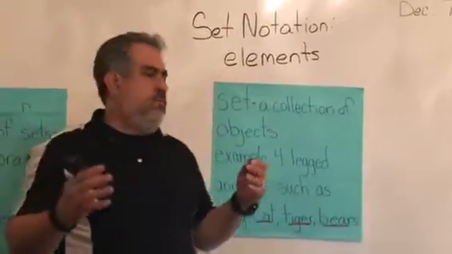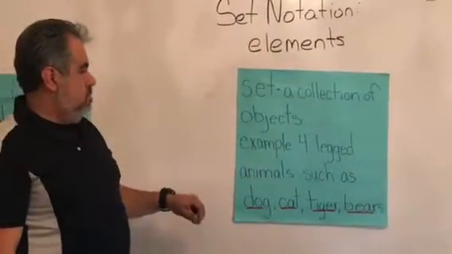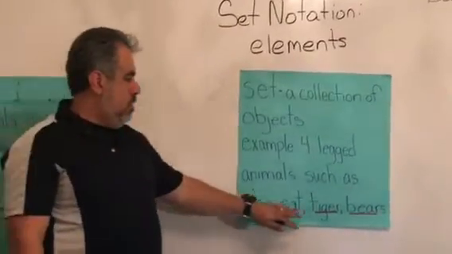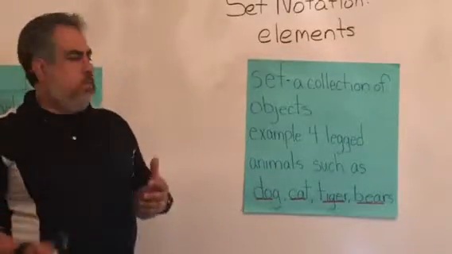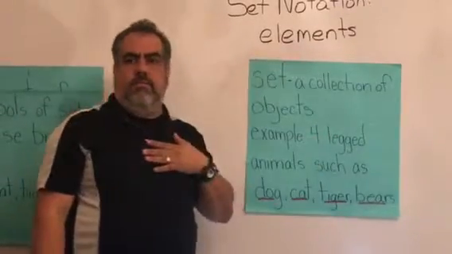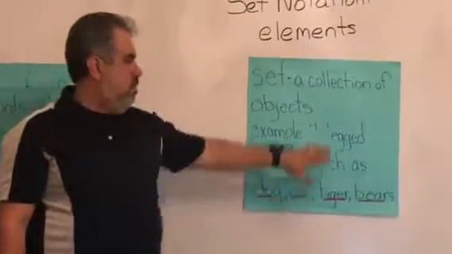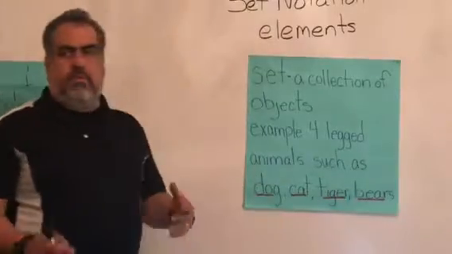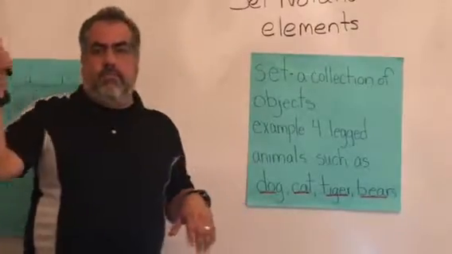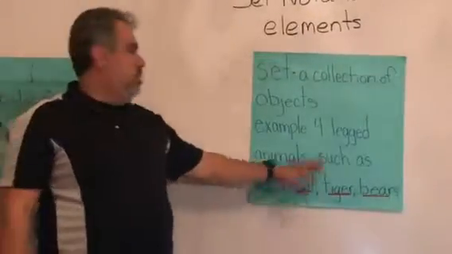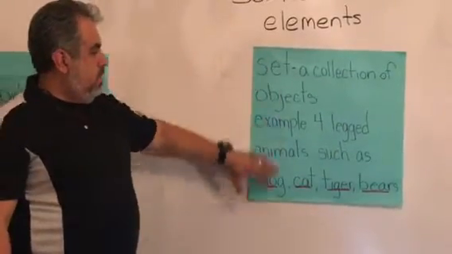It could be any objects. For example, four-legged animals. And the ones I chose were dog, cat, tiger, and bear. Those are all animals that have 4 legs that I thought of. And so that tells me that they're all within that set of 4-legged animals, because all these animals have 4 legs. It could be an elephant, could be a giraffe, could be any animal that has 4 legs. And that's going to be within that set of 4-legged animals.